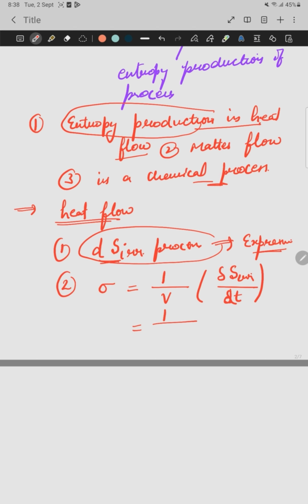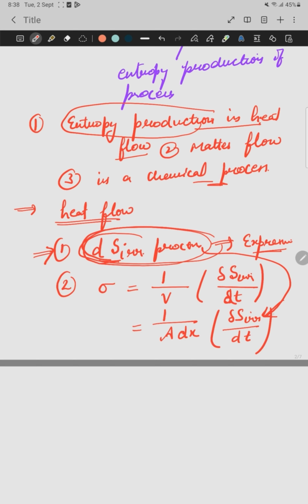Volume can be replaced with area into some particular distance, into the change in entropy of the irreversible process with time. So in the first step we will find the expression for dS irreversible, and then that expression is put in this expression to find the value of entropy production. So these are the two steps, step 1 and step 2, which we derive for every flow.